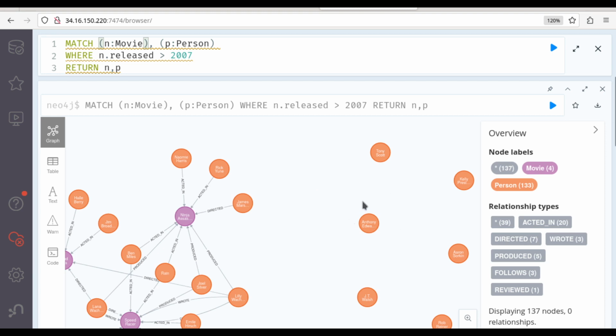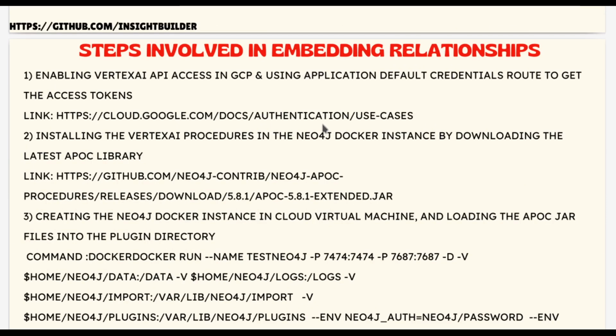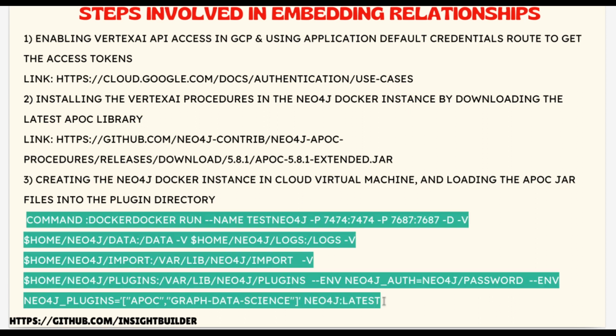Okay, so I just gave you an overview of what is going on, and the purpose was to make you aware of this as we dive deep into the next steps. I told you what is going to be expected and how we are going to solve it. The steps we have to do: first of all, we have to enable VertexAI and get their API access token. We have to install VertexAI procedures in Neo4j Docker, and I'll be telling you how to do that. Then we have to create the Docker instance inside the cloud virtual platform. I'll be showing you one of the steps I'll be taking. The Docker command that we will be using is this Docker command.